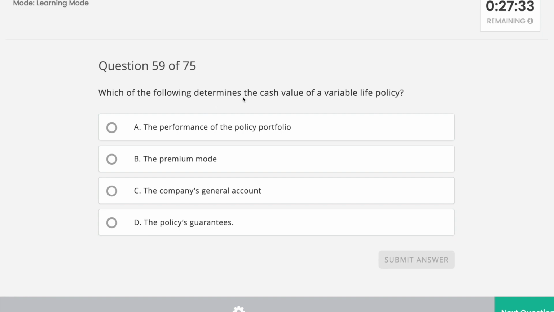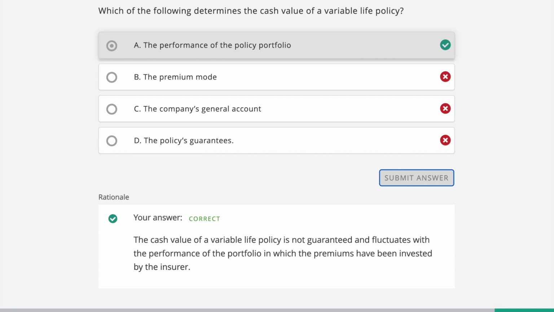Which of the following determines the cash value of a variable life policy? The performance of the separate account, or the performance of the portfolio, which is a separate account. Okay, that's the answer.